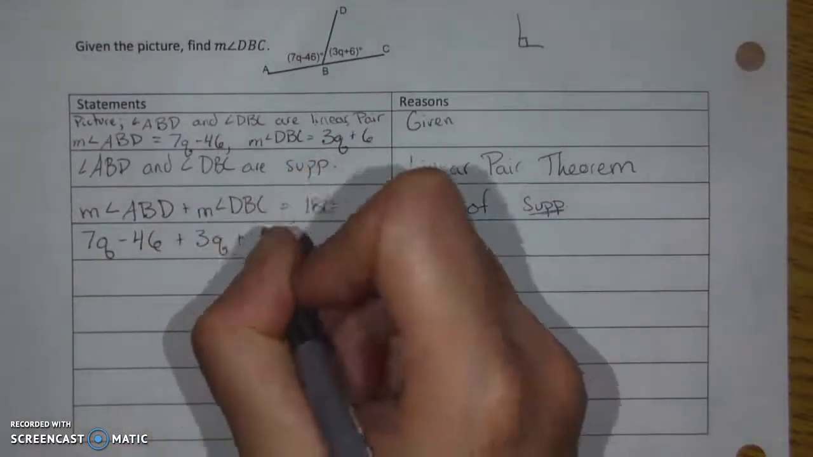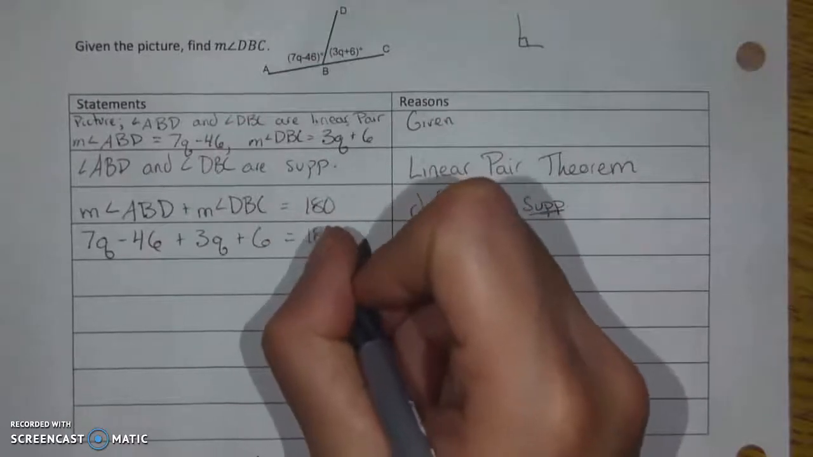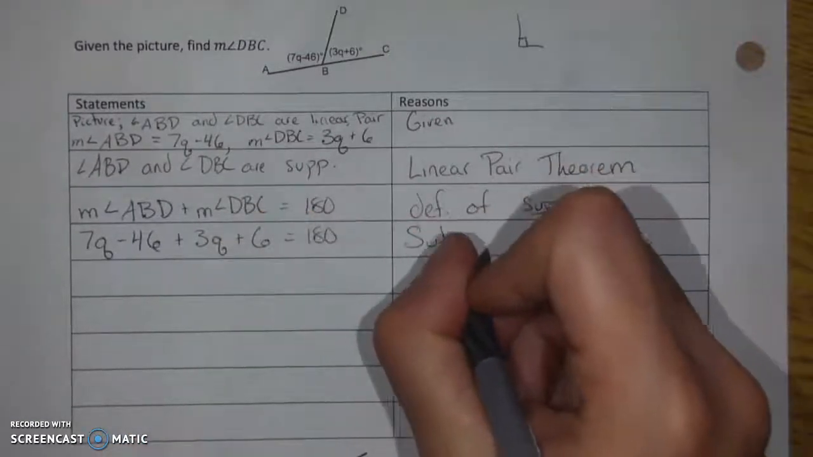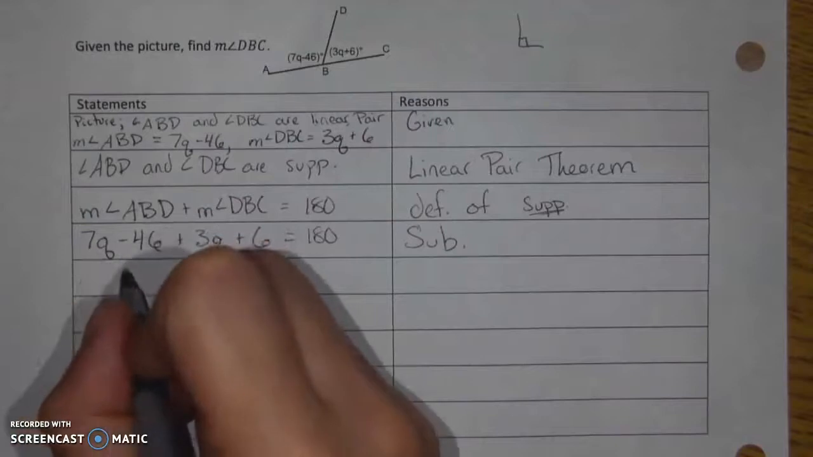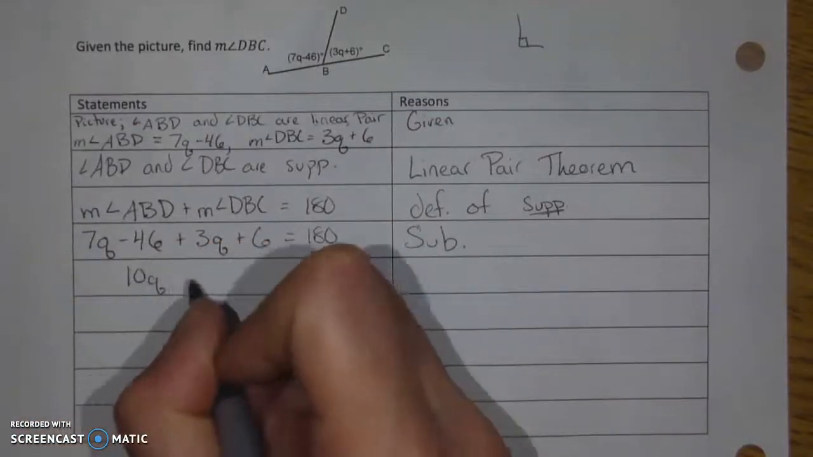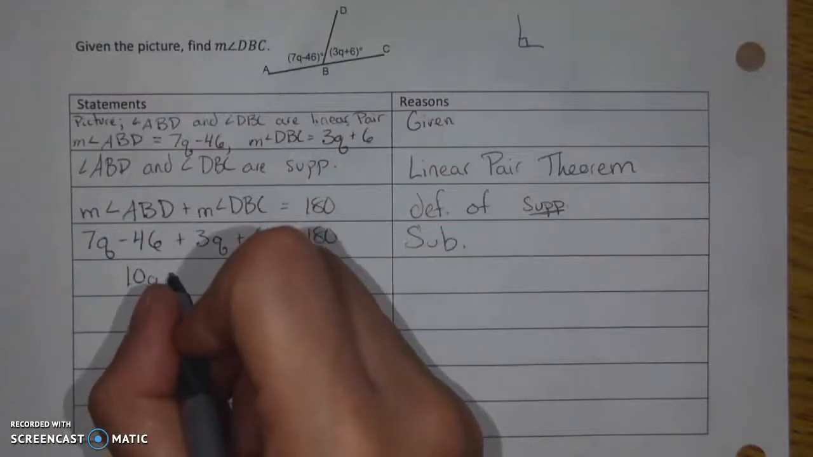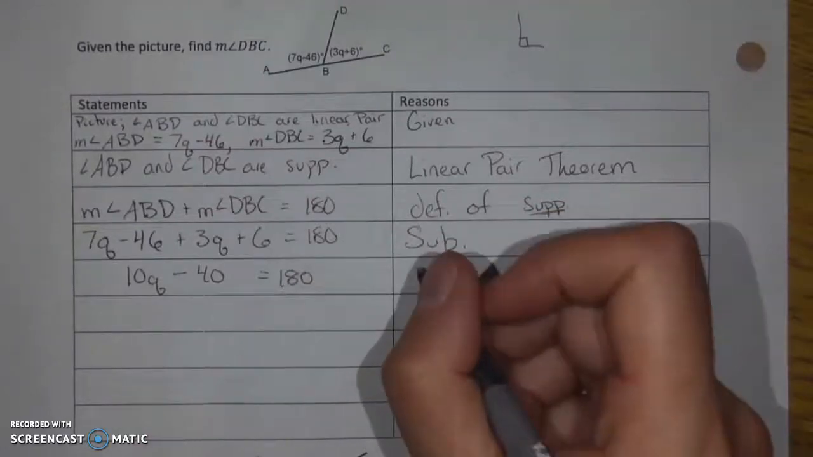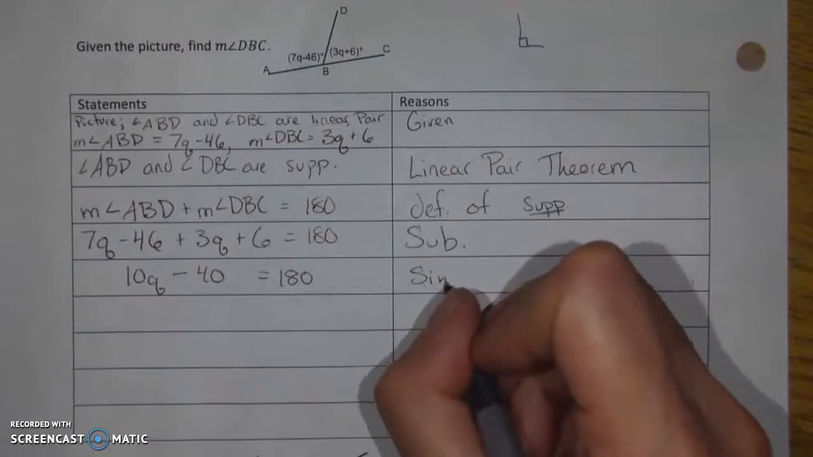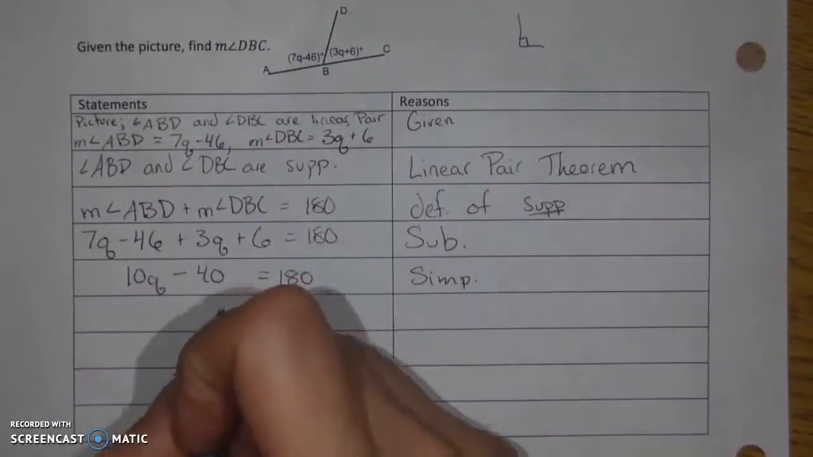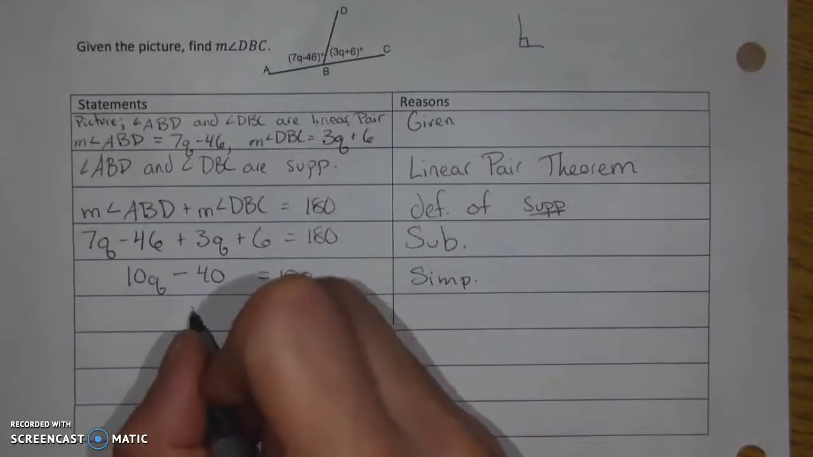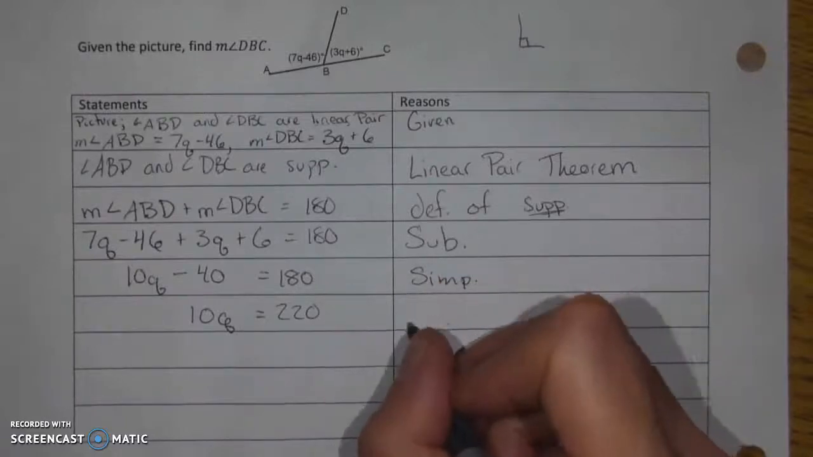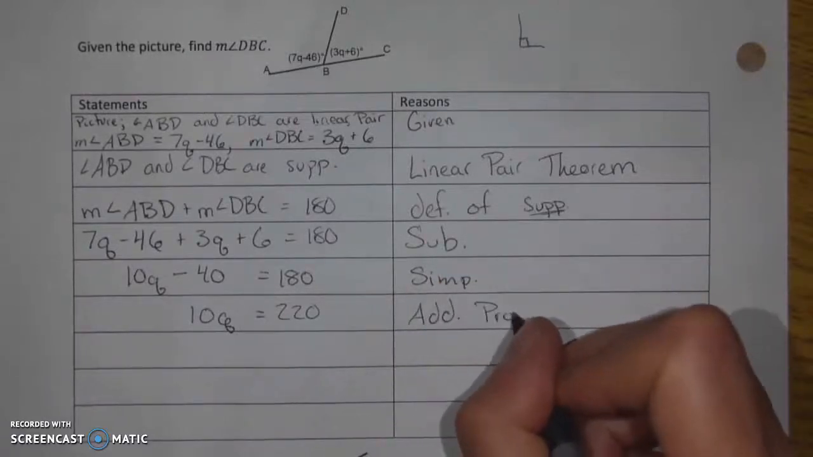So I'm going to fill in the formula, keeping it stacked very neatly so that my DBC is right underneath DBC, and same with ABD, and that's substitution. Next, I'm going to simplify this side. So I add together my Q's, I combine my normal numbers, or constants, I suppose, and I'm just going to note that this is simplification. Here I start solving for Q. I'm going to add 40 to both sides, which is going to give me 220. And since I'm adding to both sides, that is the addition property of equality.